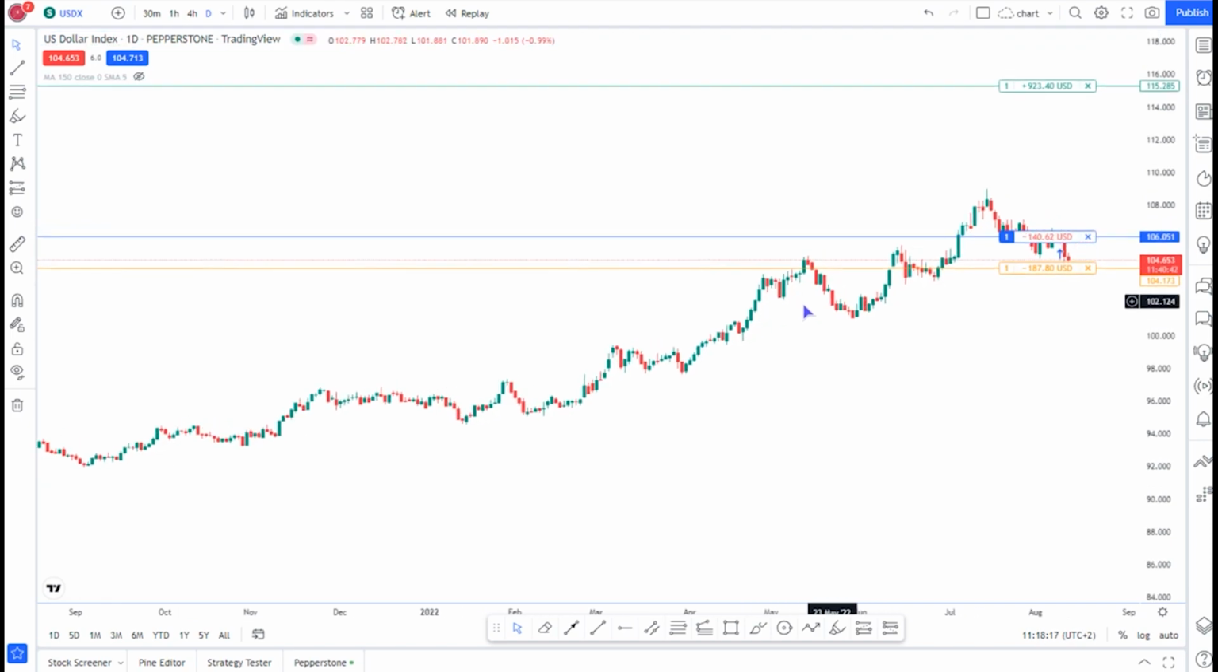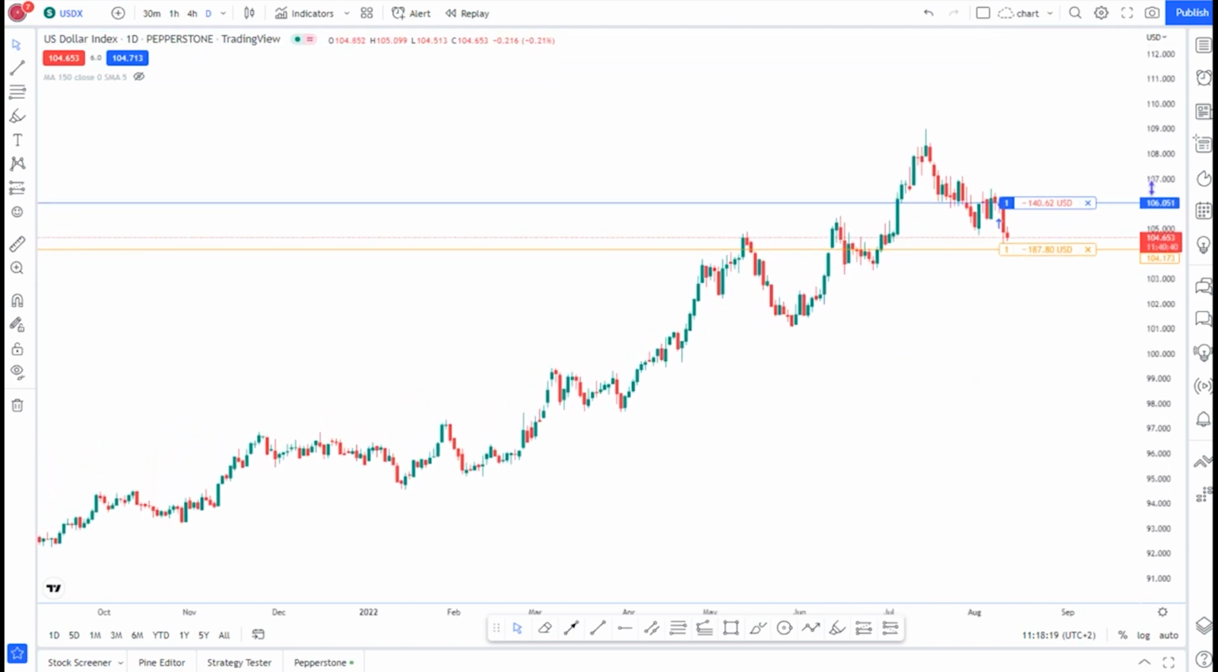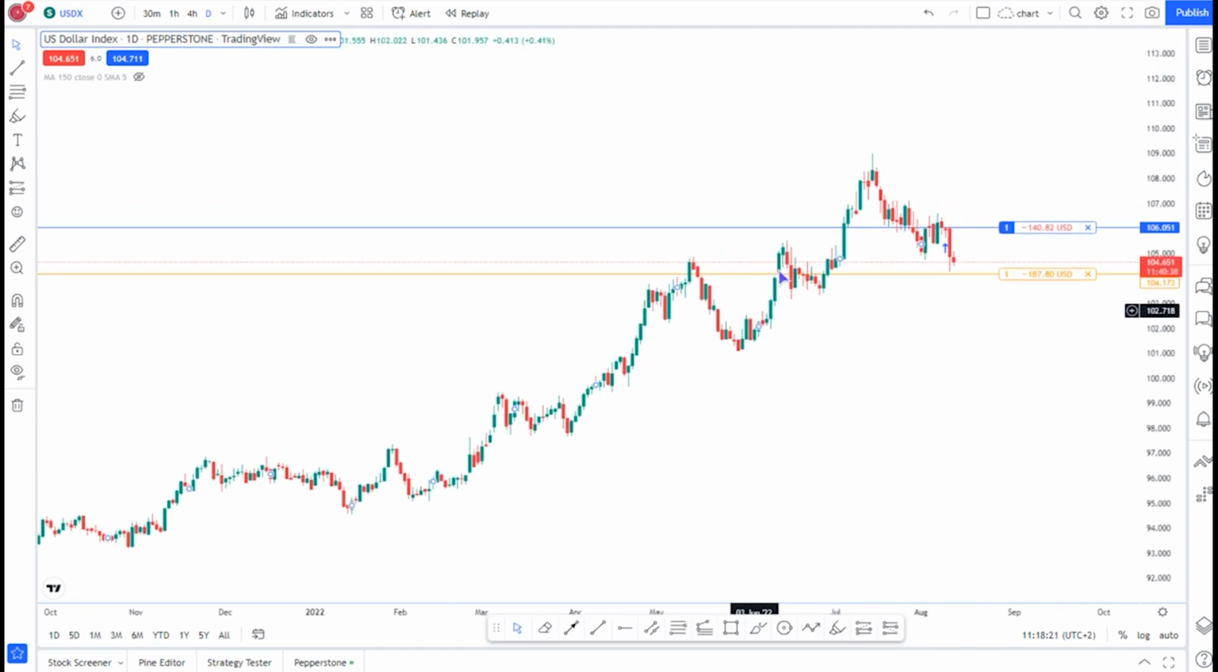So let me just go back to the 4 hour and explain to you the steps that I took when I analyzed, and then share with you also the mistakes that not only me commit but a majority of traders commit. So let's go back on the 4 hour.